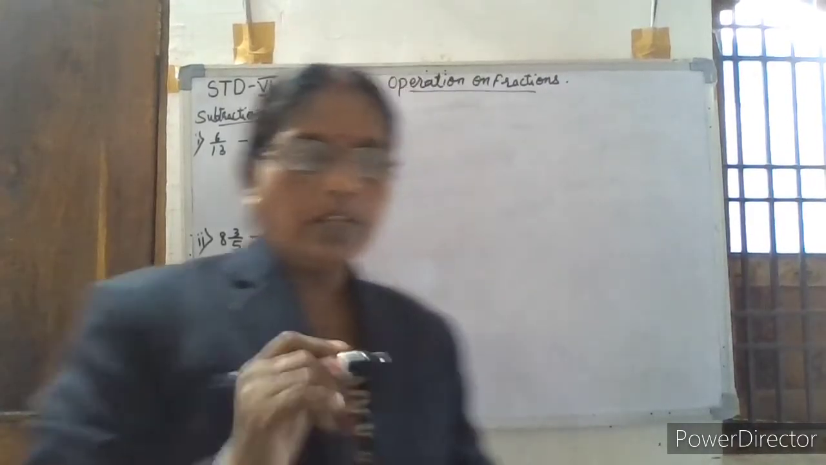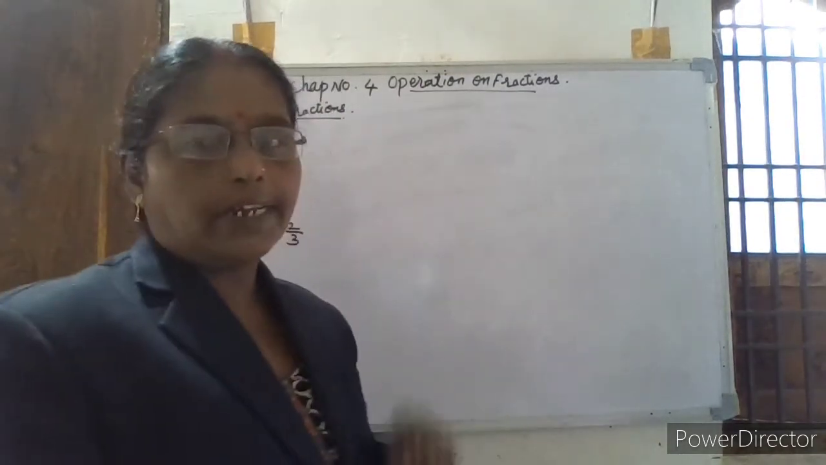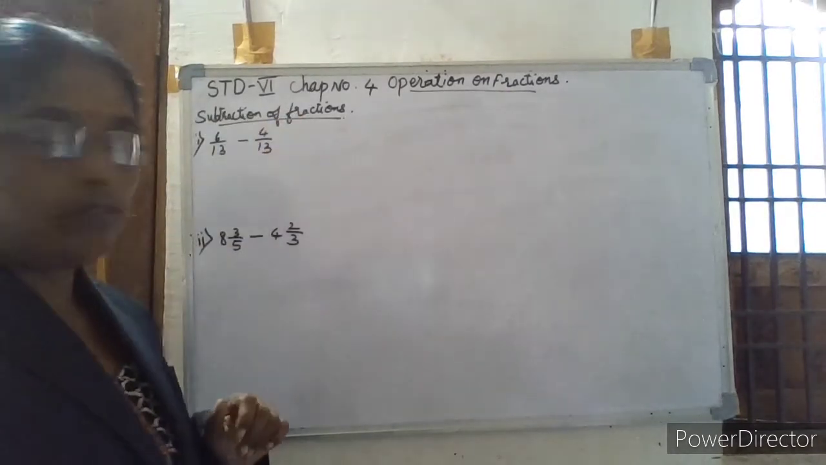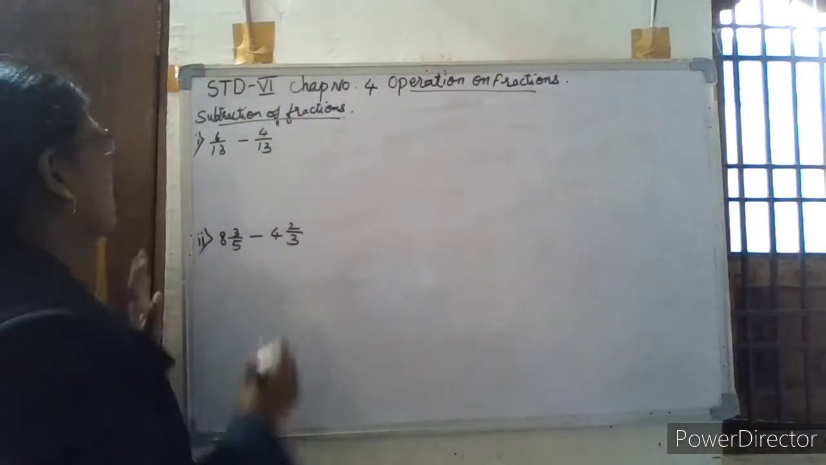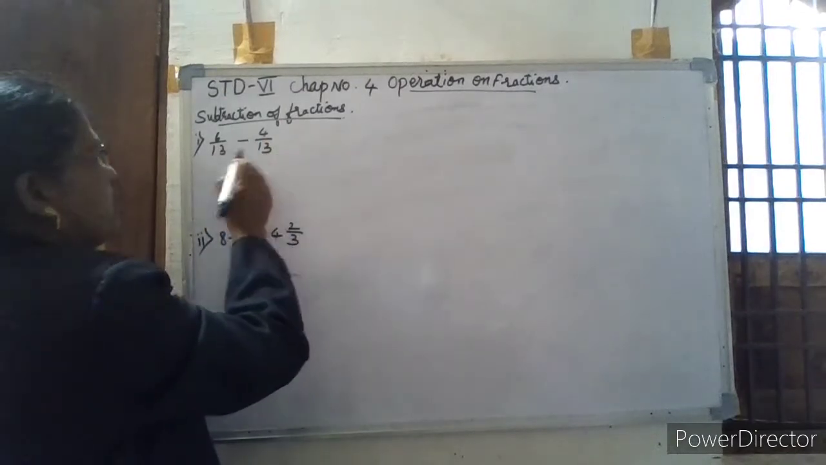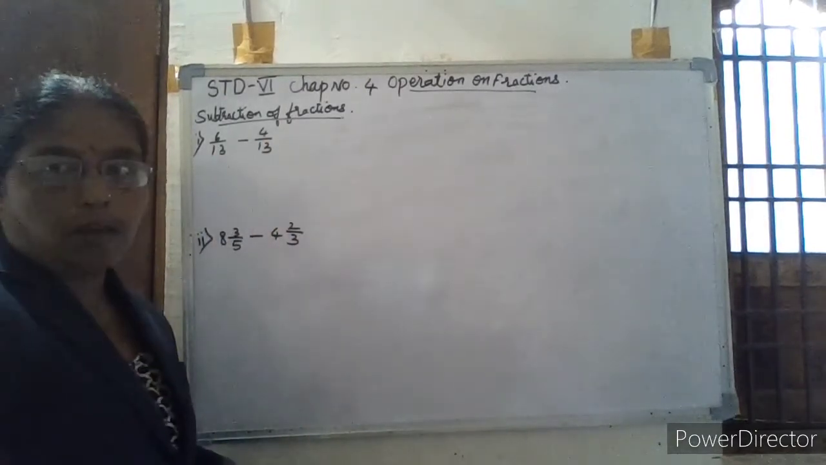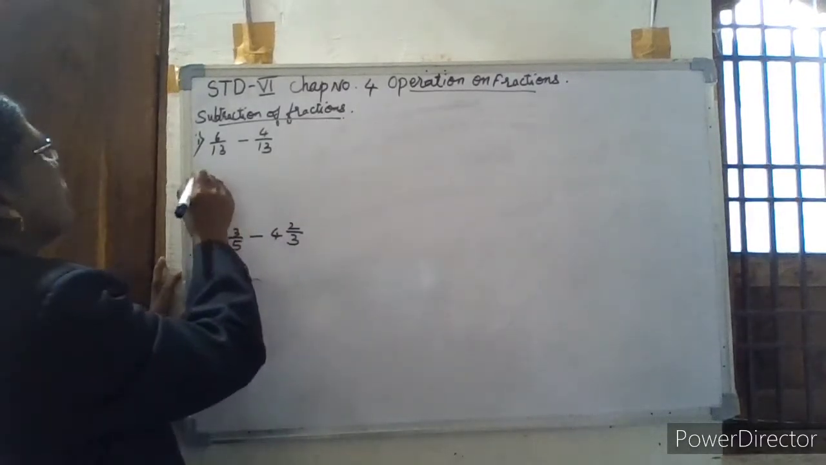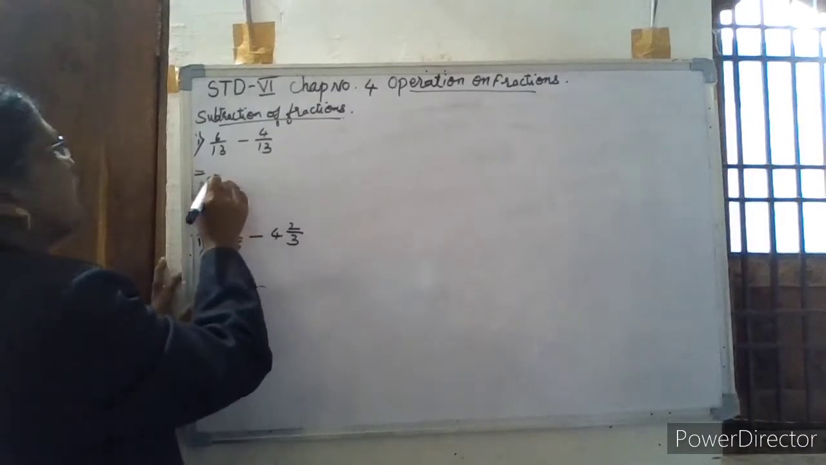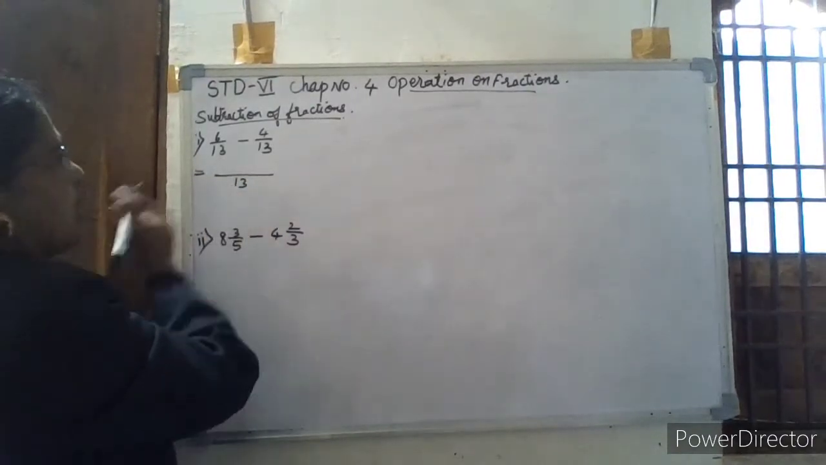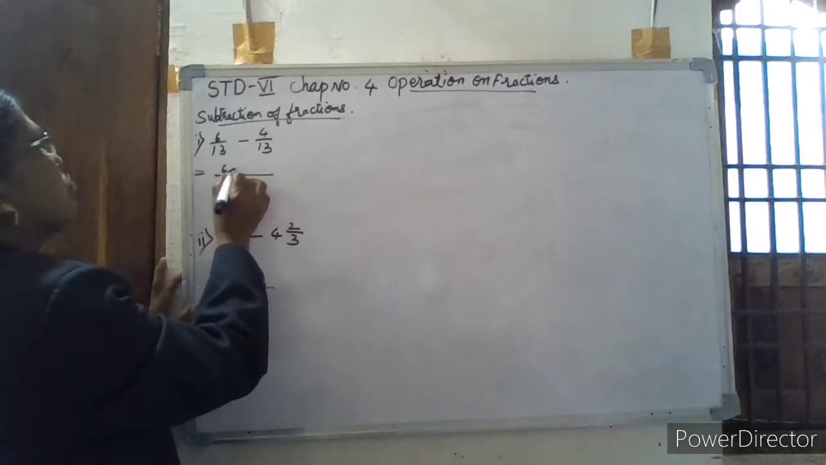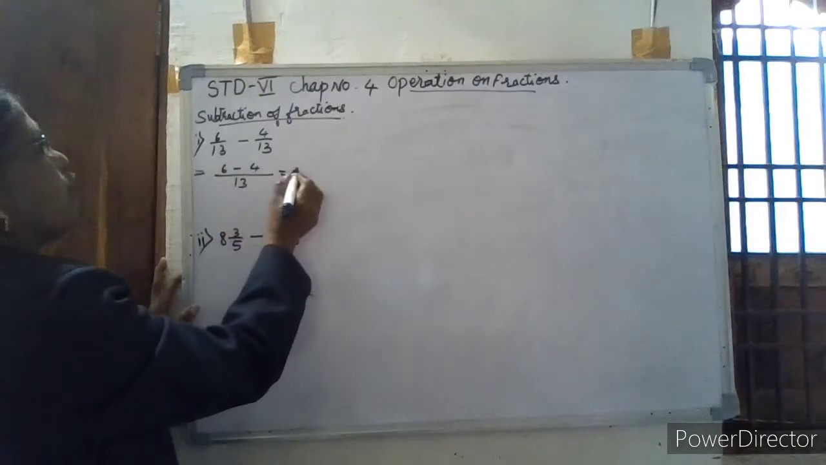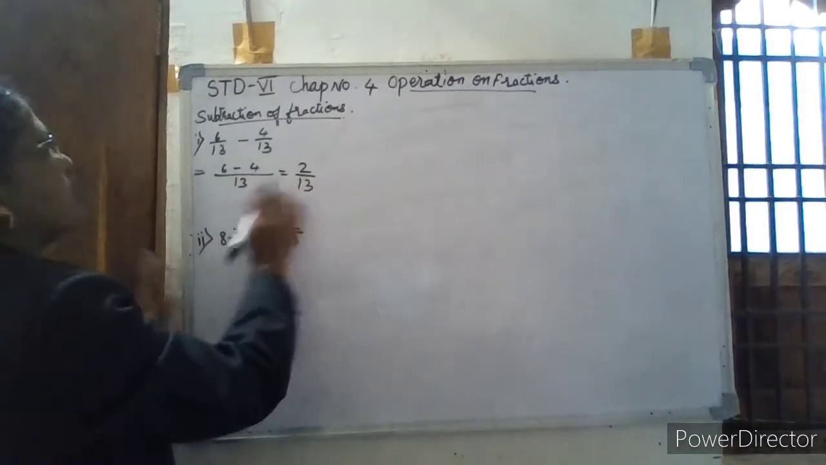Children, in the previous video we learnt addition of fractions. Today we learn subtraction of fractions. I have taken a simple example here: 6 by 13 minus 4 by 13. The denominator is the same. When we have fractions with the same denominator, it's very easy. With only 2 steps we can solve it. Take the common denominator and directly take the numerator 6 minus 4, which is 2. So 2 by 13. We got the solution.